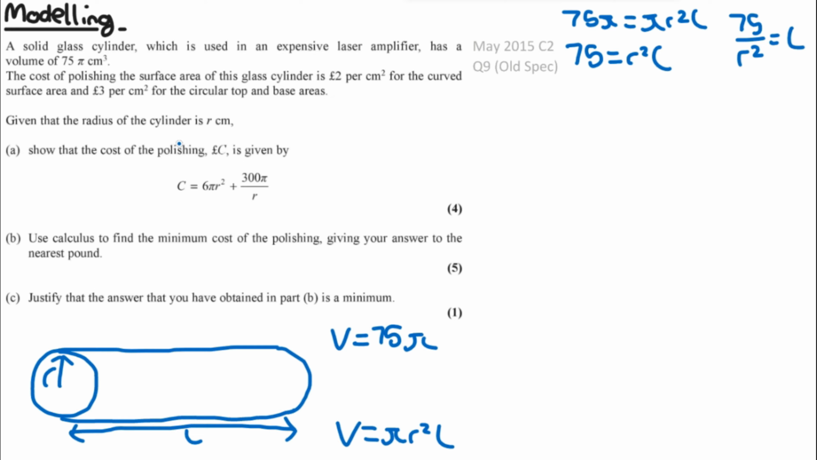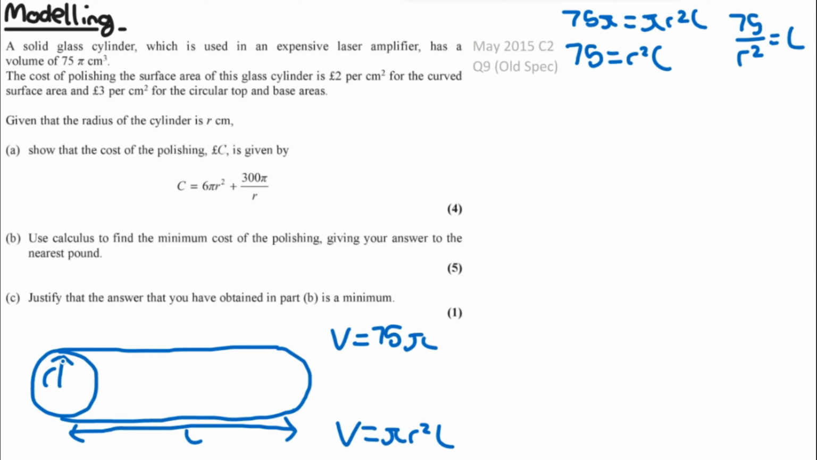Okay, now let's move on to the surface area part. So we're told that the surface area of this glass cylinder, the cost of polishing it, is £2 per centimetre cubed for the curved surface area, so this is this part here, and it's £3 per centimetre cubed for the circular top and base. So this is this part here, and there's one at the back as well. So the key with this is it's per centimetre cubed. How much it's going to cost depends on the actual size of the surface area. So let's actually find the size of the surface area.